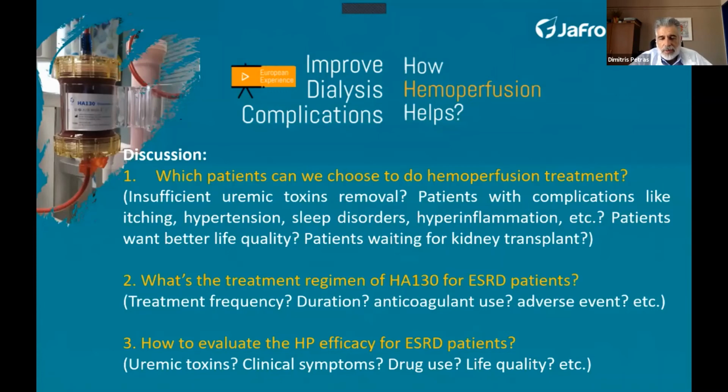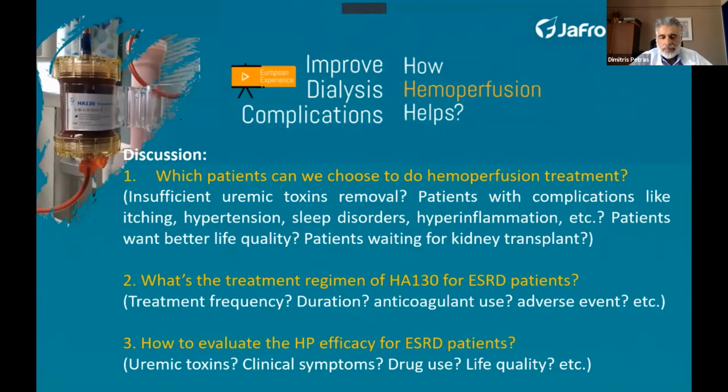We don't have any problems with anticoagulant use. We use the same anticoagulant that we use in all dialysis patients, low molecular weight heparin, so we don't have any problems with coagulation. And we didn't observe any adverse events for this patient during this period. Everything was the same. Okay.